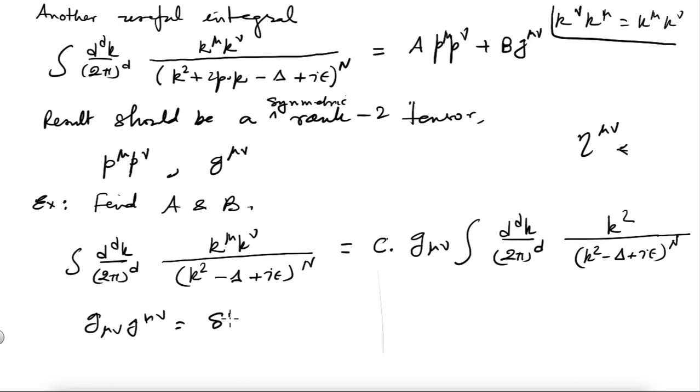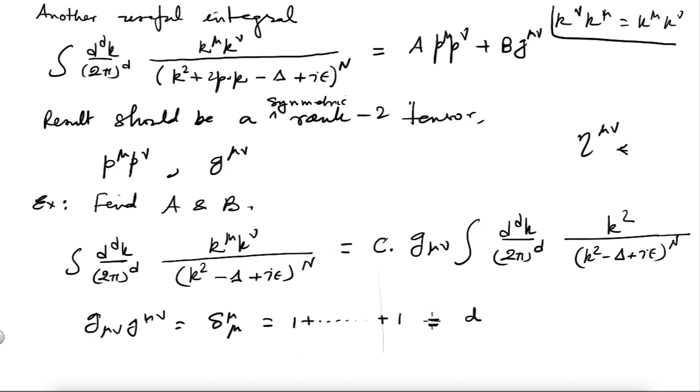is delta mu mu, which, if you were in an integral number of dimensions, 4, 5, 6, 10, 20, 100, will be just 1 plus 1, those many times, right? So, if d is an integer, then this is just d. And even when d is not integral, it is consistent to define g mu nu contracted to be equal to d.